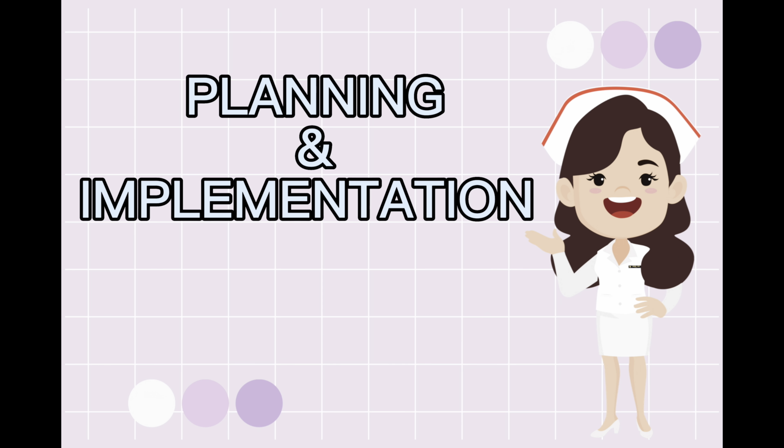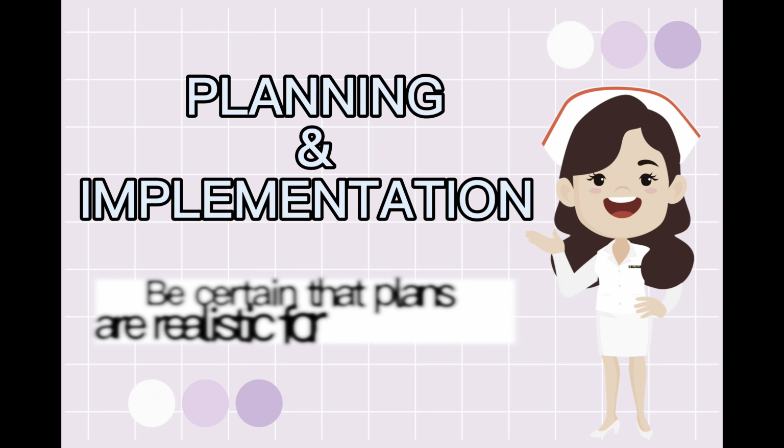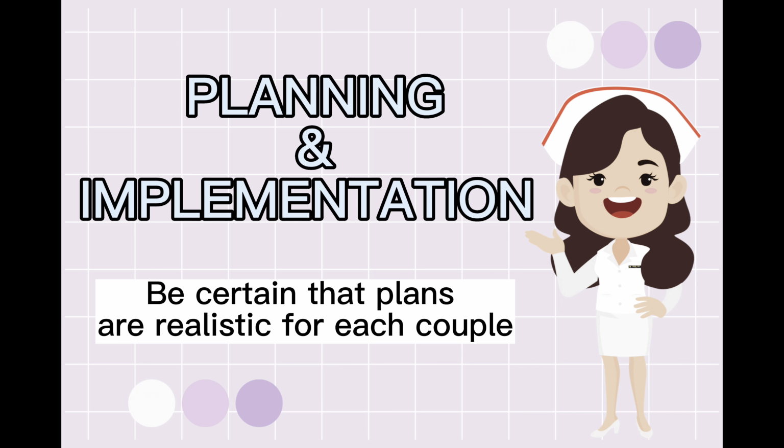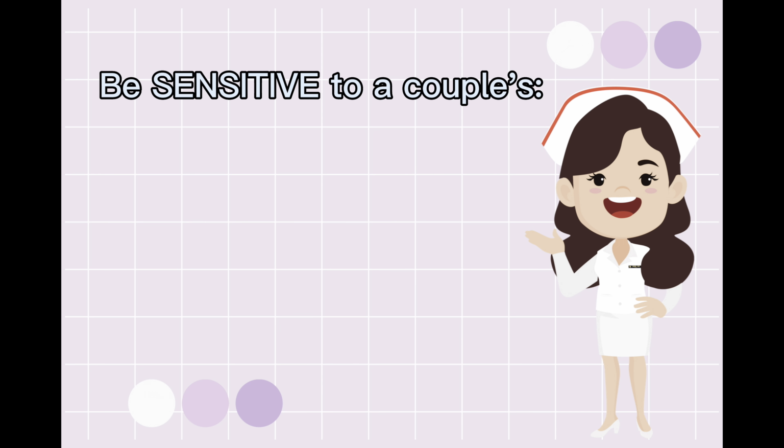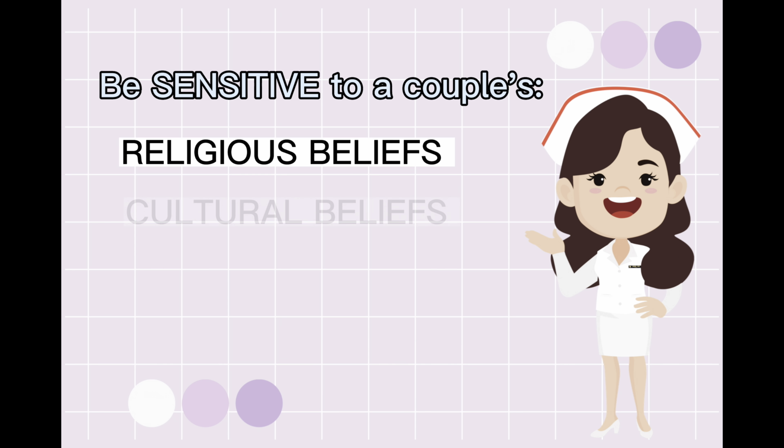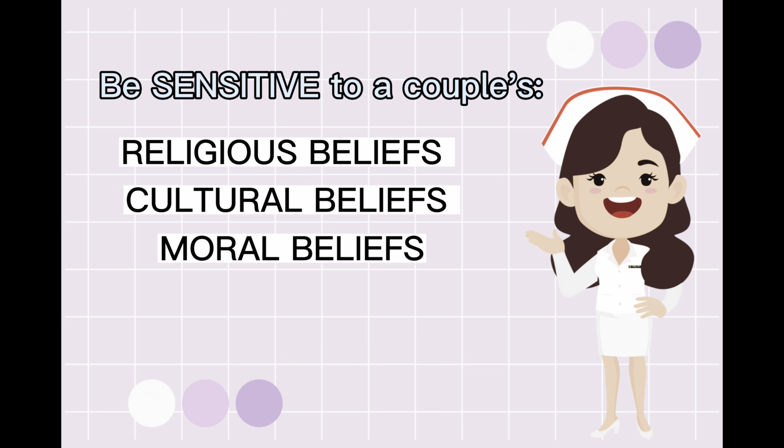When establishing expected outcomes for care in this area, be certain plans are realistic for each couple. For example, if a woman has a history of poor compliance with medication, it might not be realistic for her to plan on taking an oral contraceptive every day. If she only desires temporary contraception, tubal ligation or vasectomy for her partner would certainly be inappropriate. Be certain when counseling to be sensitive to a couple's religious, cultural, and moral beliefs before suggesting possible methods.